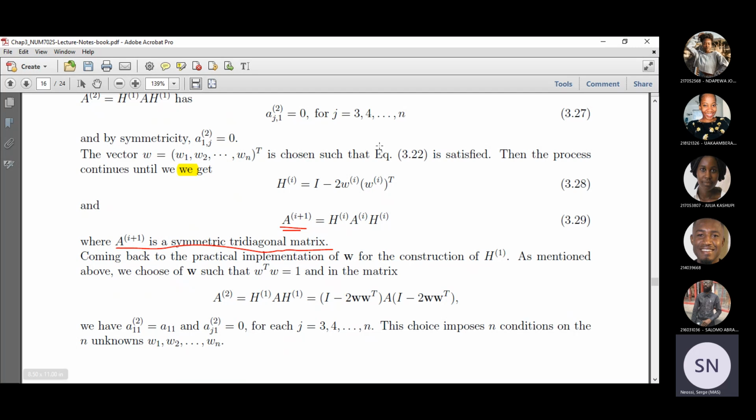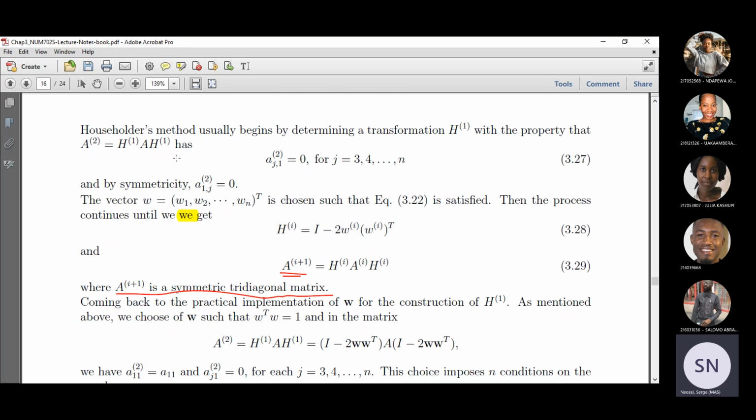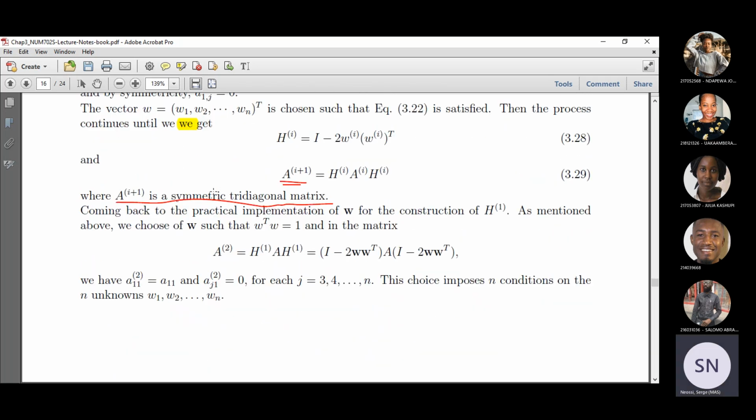Right, now let's see how we will be computing our W, because that's the main purpose now. How will we obtain the W that will allow us to obtain such a result, to zero the entries? First of all, W is a unit vector. Because here we want to see how to construct H1 such that A2 will satisfy this condition, that will impose n conditions on the entries of W.